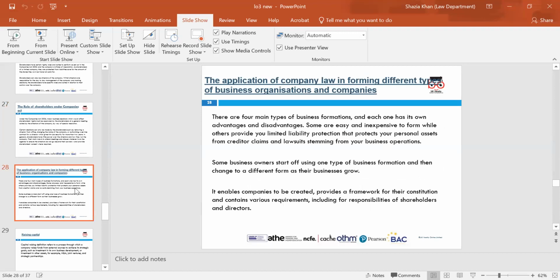So the next one is the application of company law in forming types of business organization and companies. There are 4 types of business formations, and each one has its own advantages and disadvantages. Some are easy and inexpensive to form, while others provide you limited liability protection that protects your personal assets from creditors, claims, and lawsuits stemming from your business operations. Some business owners start off using one type of business formation and then change to a different type as their business grows. It enables companies to be created, provides a framework for their constitution, and contains various requirements, including responsibilities of shareholders and directors.